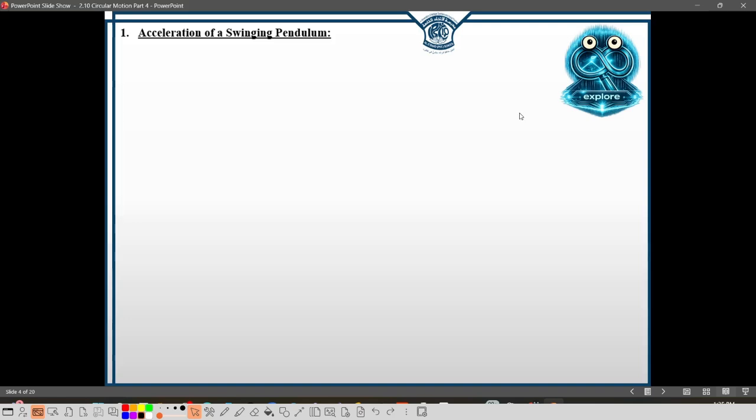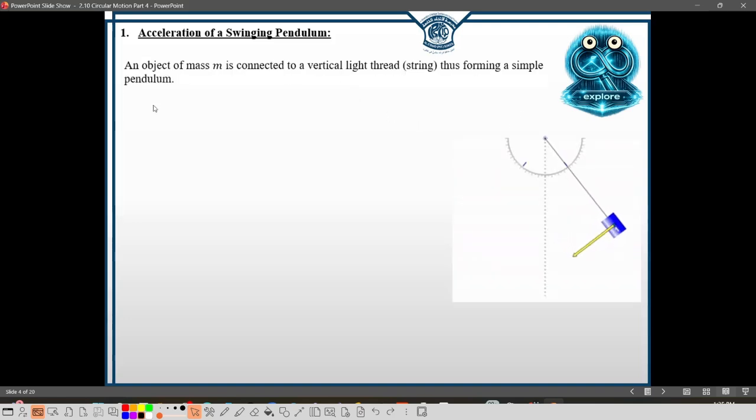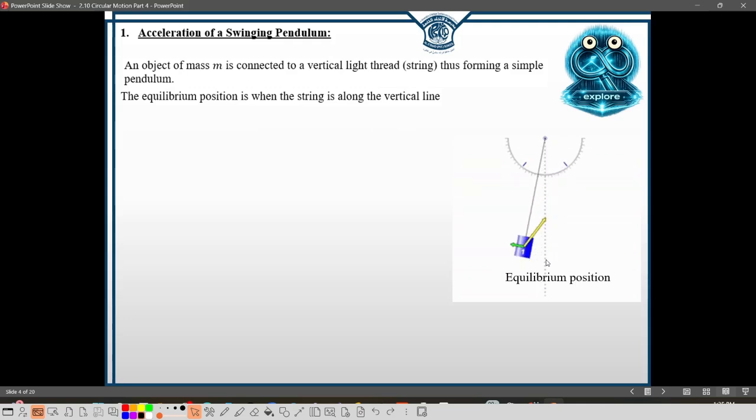Acceleration of a swinging pendulum. The pendulum basically consists of a small mass connected to a vertical light thread or string, thus forming a simple pendulum. The equilibrium position is when the string is along the vertical line. So technically, the equilibrium position will be this point.